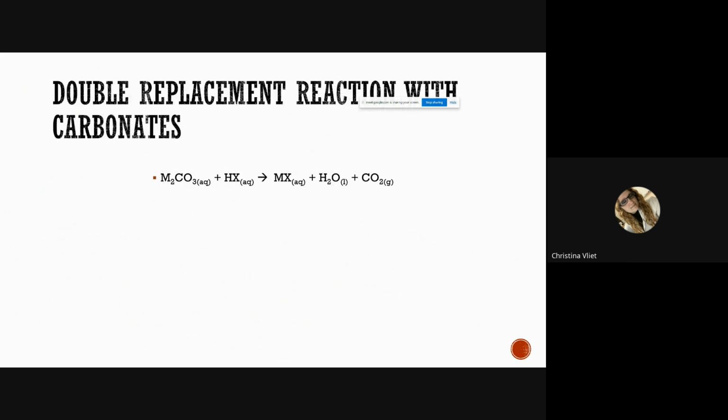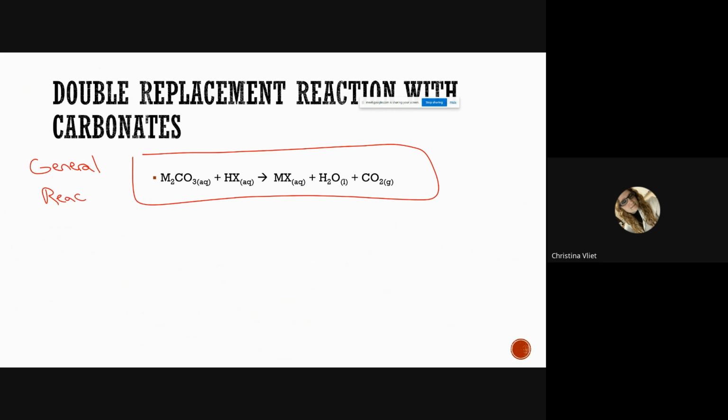So the lab you're going to do today is going to be interesting because you're going to be reacting a metal carbonate with an acid. This is the general reaction. This actually does have to be memorized. This is a quite common reaction. It is a metal carbonate with an acid. It is a double replacement, but it has special products.